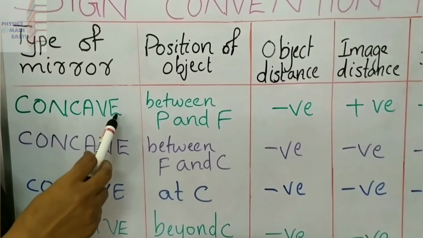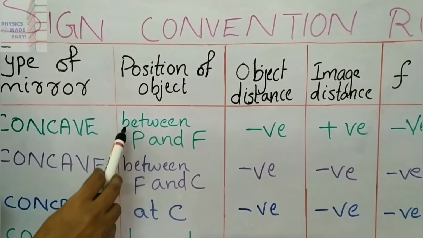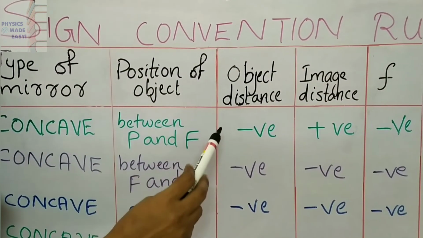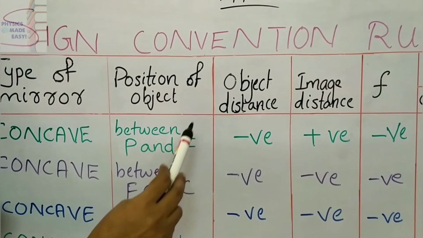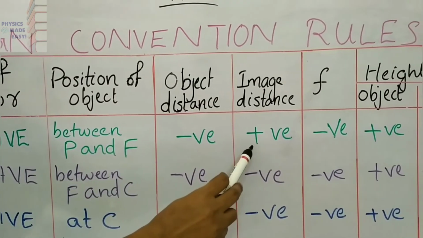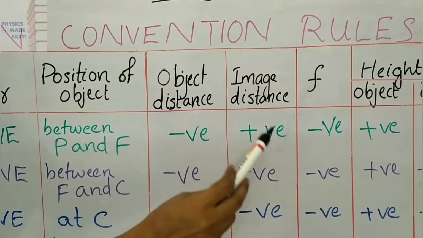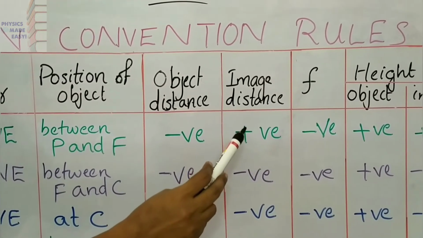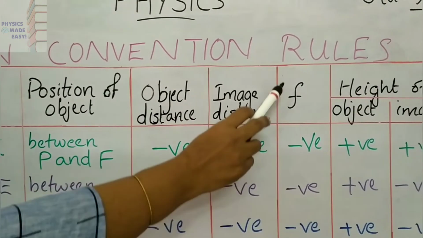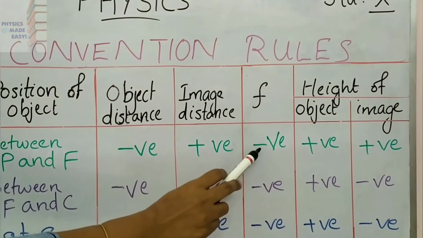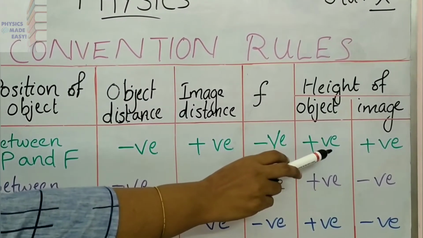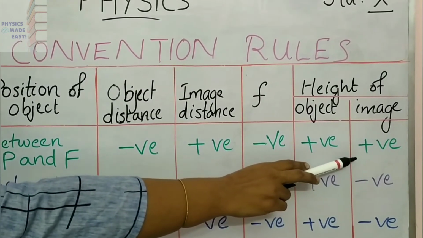For a concave mirror, if you are placing the object between P and F, the object distance you have to measure from the pole towards left side, so the object distance you have to take as negative. Then where are you getting that image? That time you will get an image behind the mirror. So there you have to measure from the pole towards right side. So the image distance will be positive. In case of a focal length, you can take that as negative. Then object height will always be positive. Then image, you are getting virtual and direct image there, so you can take that as positive.